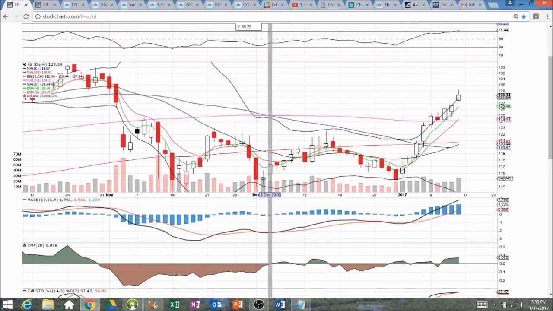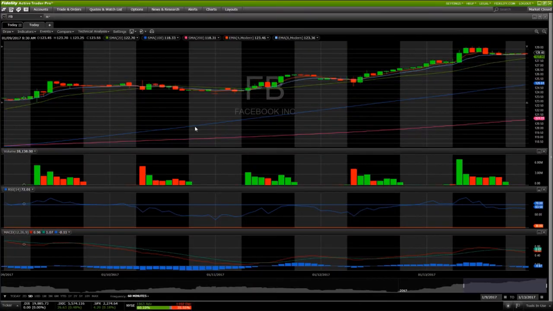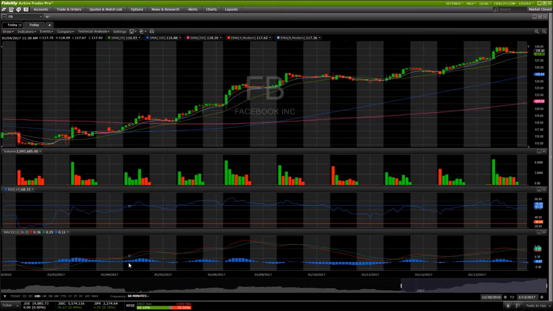So looking at Facebook on the shorter term time frames, and it's been one beautiful hourly chart, just higher lows and higher highs. Let's look at the 10-day hourly, and you cannot ask for a better uptrend than that. And we're still in full control. The 20-period moving average is support.